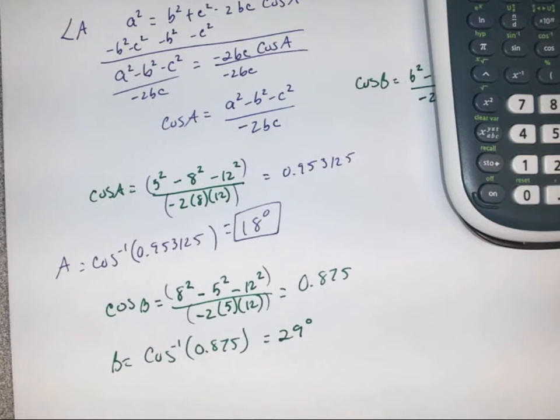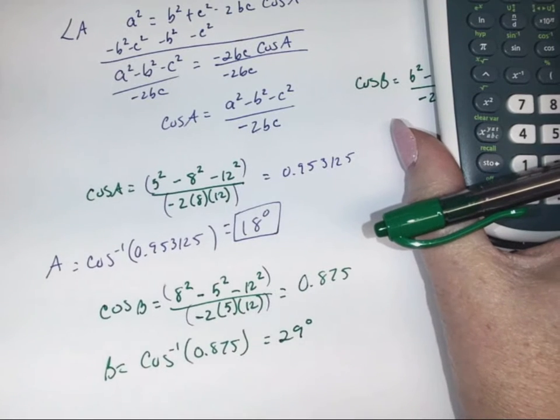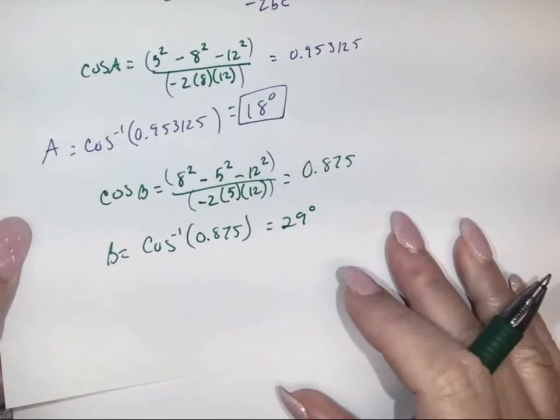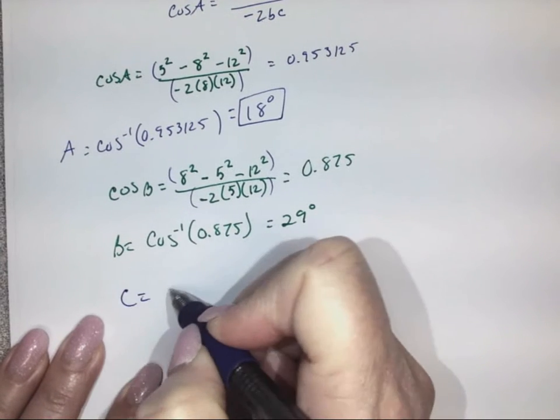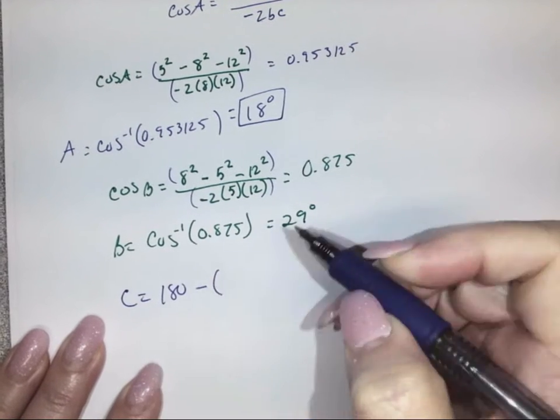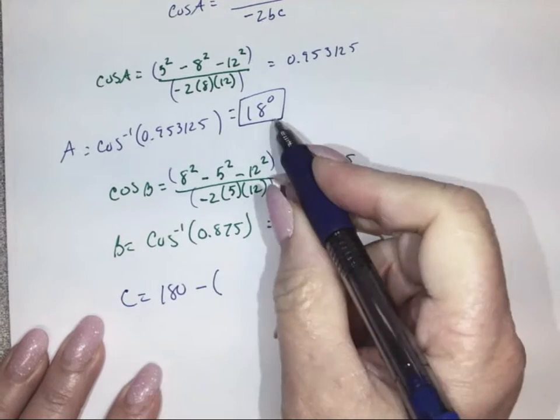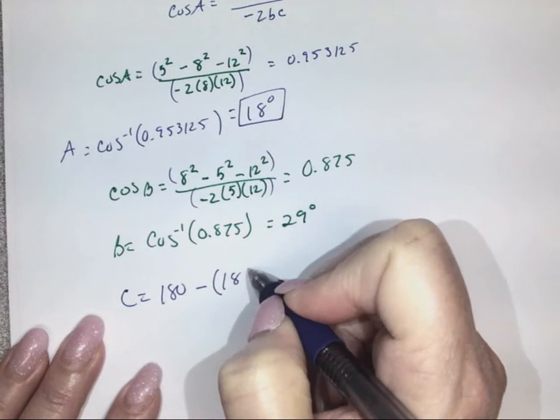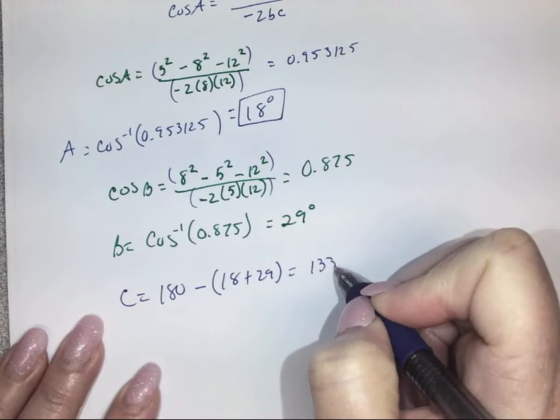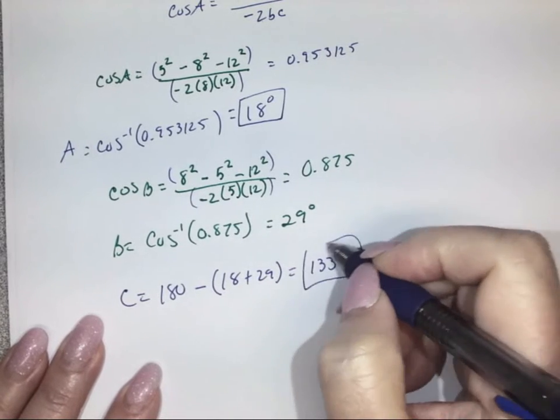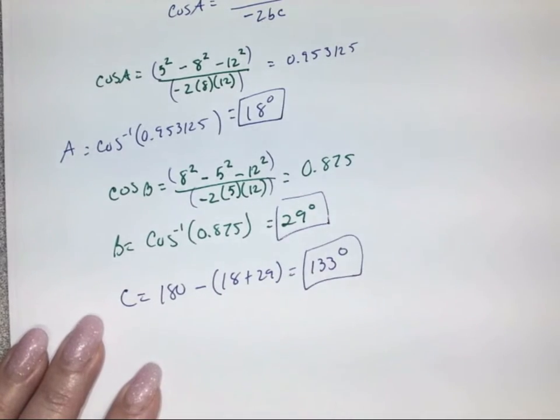All right. So now for angle C, you could go do all of that, or remember, all of our triangles equal 180. So we can say that C is equal to 180 minus our angle A of 18 and our angle B of 29, and that'll get us 133 degrees. So we have found all three angles.